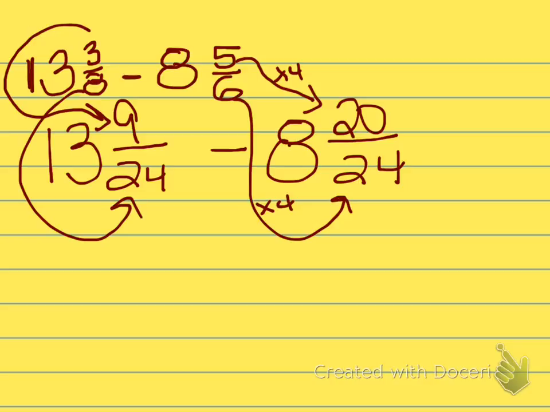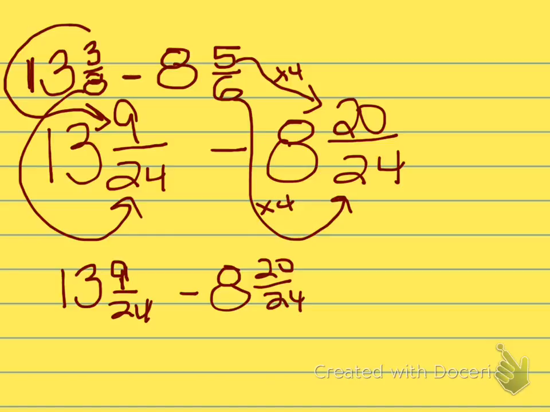13 and 9 24ths minus 8 and 20 24ths. I'm going to rewrite them right here so that they're a little easier to see without all the lines. And you're going to see we do not have enough to subtract. 9 24ths cannot subtract 20 24ths. So we have to borrow. And remember, how do we borrow? We're going to borrow from this 13. We have 13 $1 bills, and we're going to borrow one of those and still have 12.